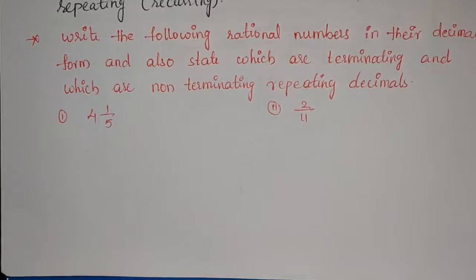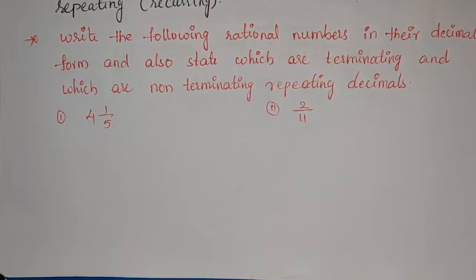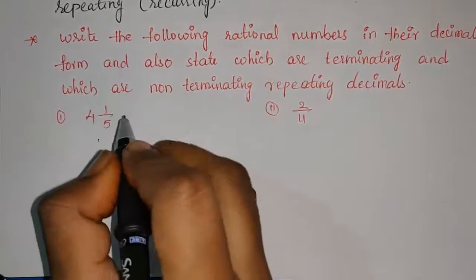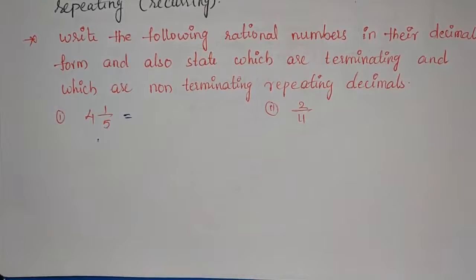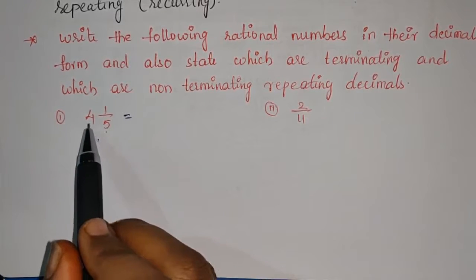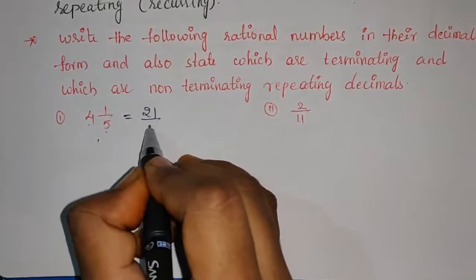Here we have the two problems, that is write the following rational numbers in the decimal form and also state which are terminating and which are non-terminating repeating decimals. Okay. Now without doing the actual division, you need to find whether these two are terminating or non-terminating repeating decimals, right? So I am taking the first one. This is a mixed fraction, so I am converting it into the proper fraction. So 5 into 4 plus 1, right? 20 plus 1, 21 upon 5.